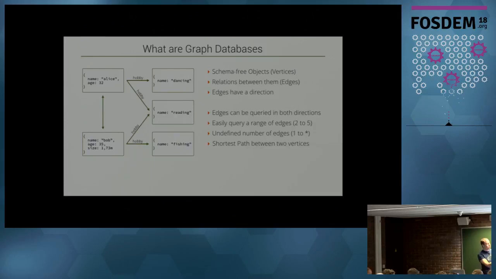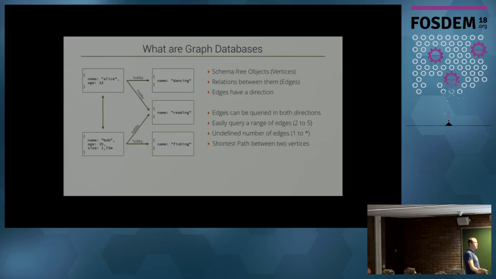All of the above could be done in a relational database, plainly. You have two tables for vertices, for example, and a joining table with two foreign keys would work. The difference comes in the query language. So for a graph database, typically edges can be queried in both directions. So I can say, please follow the direction or go against the direction, or I don't care for the direction. If there is an edge, follow it, please. That works. And now the difference to SQL comes.